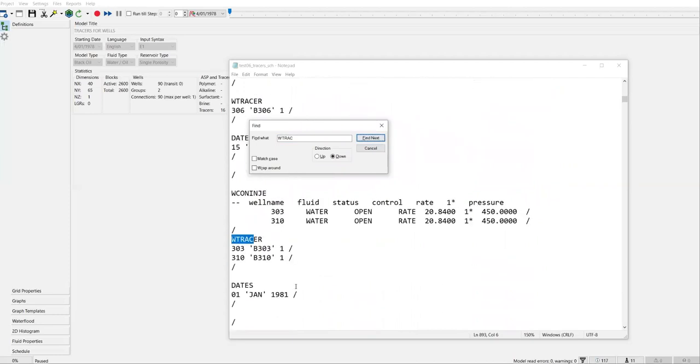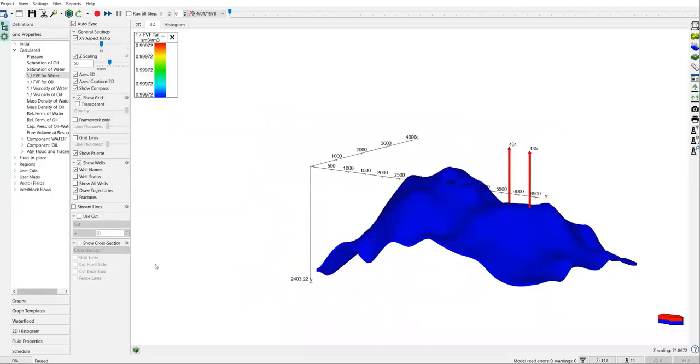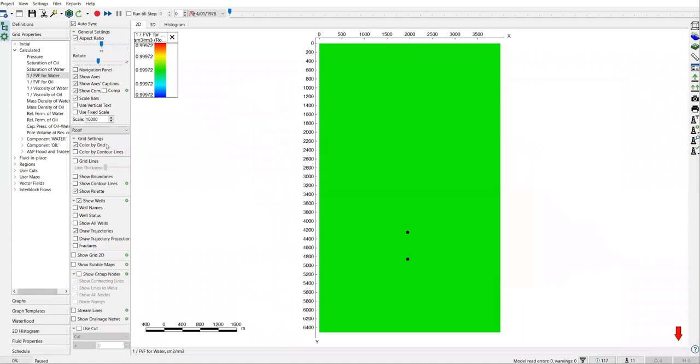So it's not difficult, right? And the next two are 303 and 310. The style of the scripting is the same: the name of the well, the name of the tracer for that well, and the concentration. And you put a slash at the end of each line of the code. That's it. Very easy. And let's go to this one.